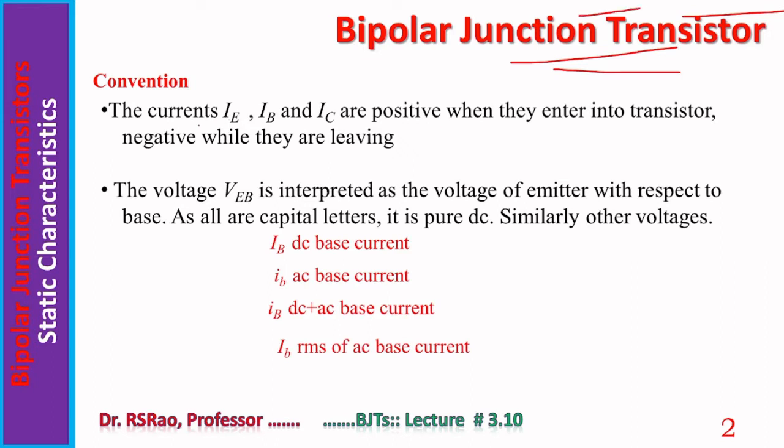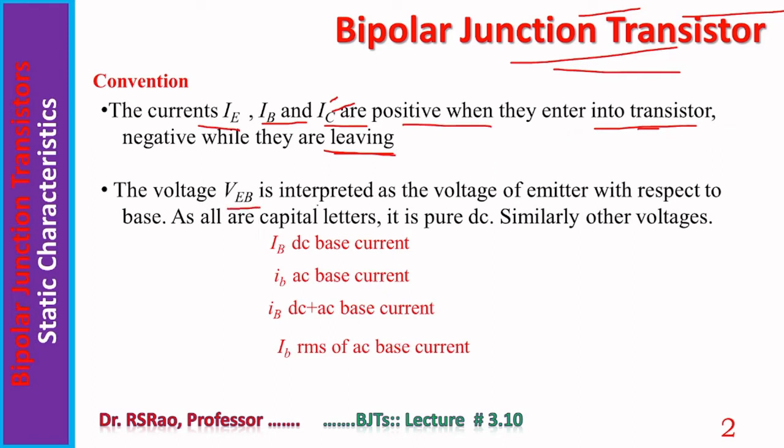The currents IE, IB, IC are positive when entering into the transistor and negative while leaving. This is the standard convention. I means current, E means emitter, B means base, C means collector. So here the subscript refers to the terminal. These are considered positive while entering and negative while leaving.